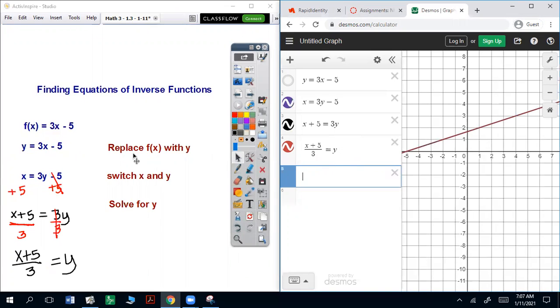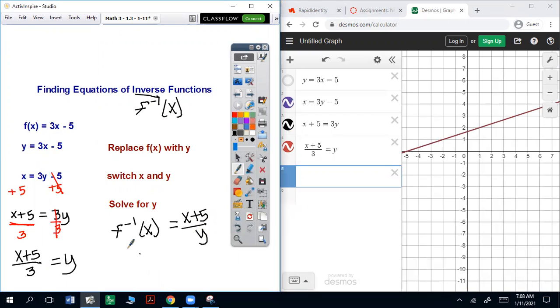So the last step is to just rewrite it in notation. So you would say f inverse, because remember, inverse is that little negative 1 notation, of x equals x plus 5 over 3. So that would be your final solution for that. I said y, but that should be a 3. So x plus 5 all over 3.